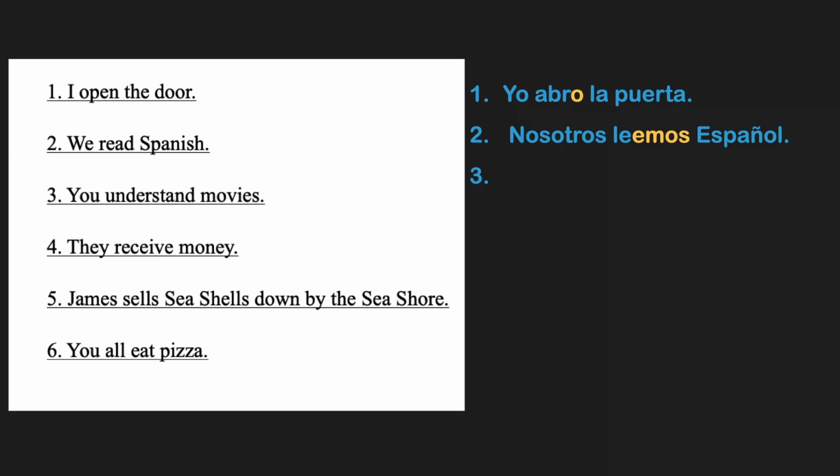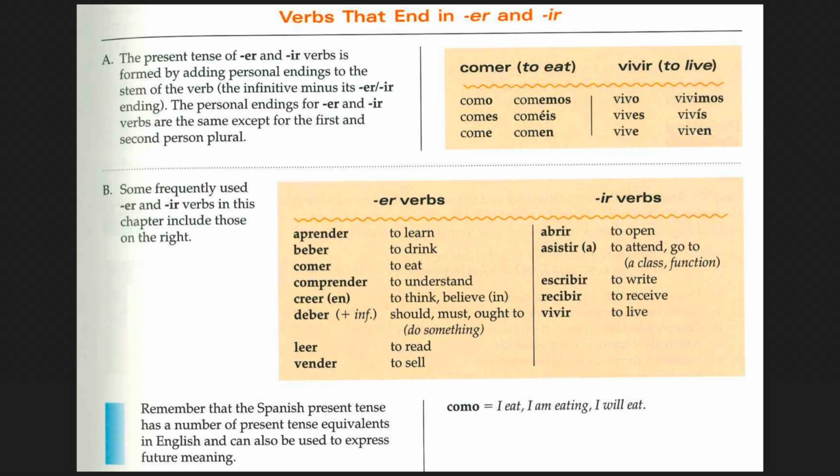All right, number three. You understand movies. All right, we got to look for the you. What would the pronoun be for you? Yes, it is tú. So, tú, and then we got to go and look for understand. Now, this is a non-normal ER verb, but it is used. So, if you look on here, you'll see it is comprender. Now, there is a better verb that's being used. It would be entender. So, I'll show you that here on the screen really quick so that it'll help you.